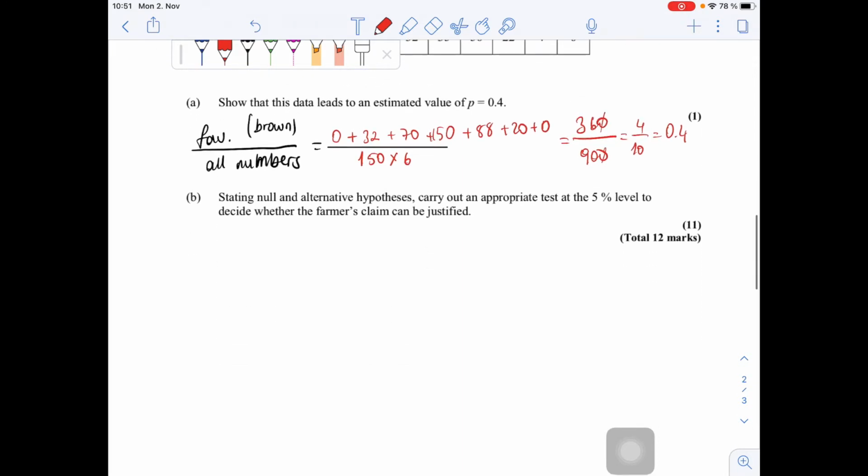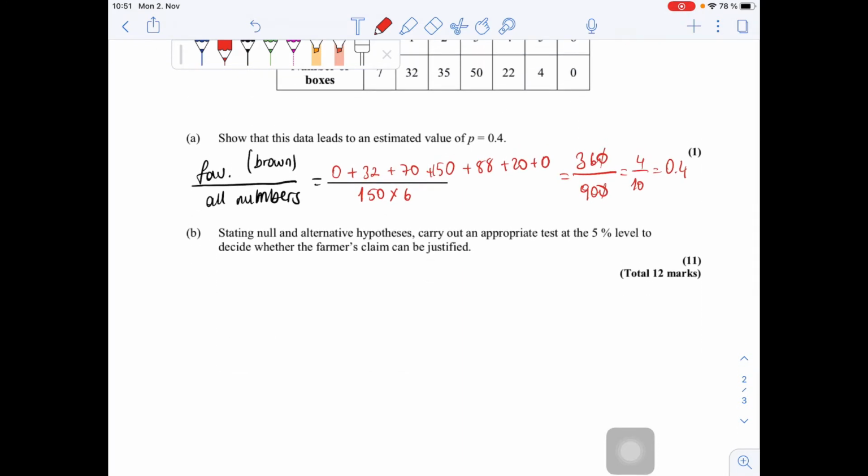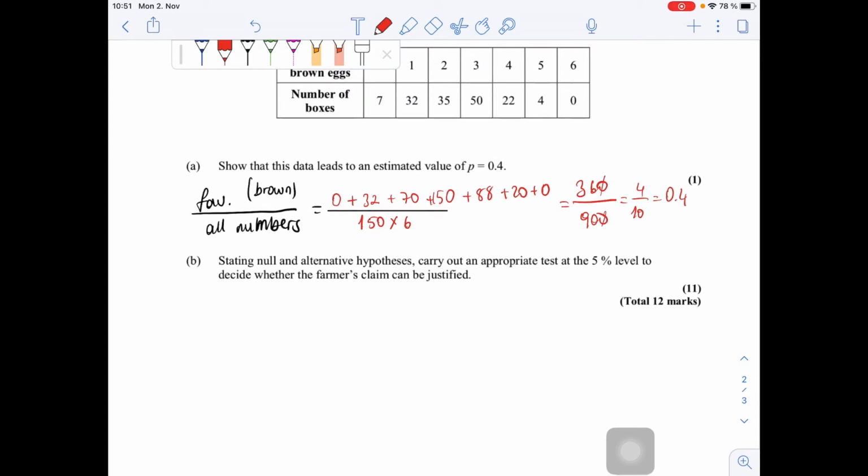Stating null and alternative hypothesis, carry out an appropriate test at the 5% level to decide whether the farmer's claims can be justified. Let's write down the null and alternative hypothesis here. The null hypothesis is going to be the distribution is binomial. And the alternative hypothesis, of course, says the distribution is not binomial.